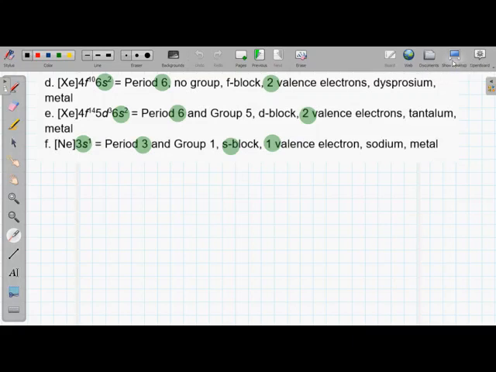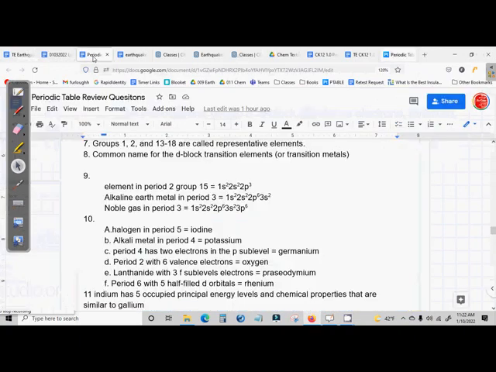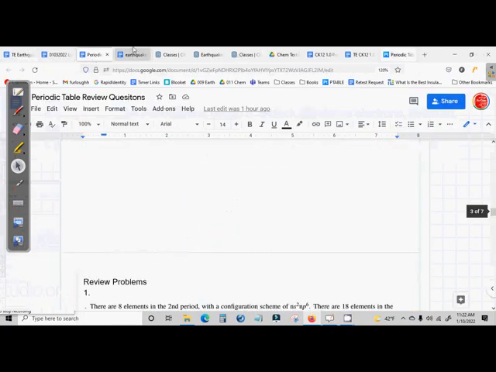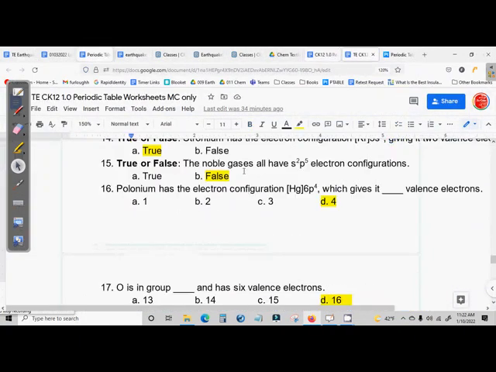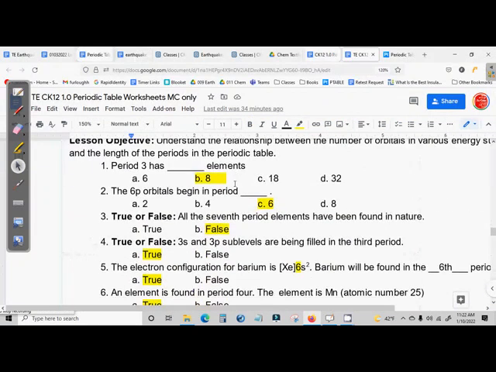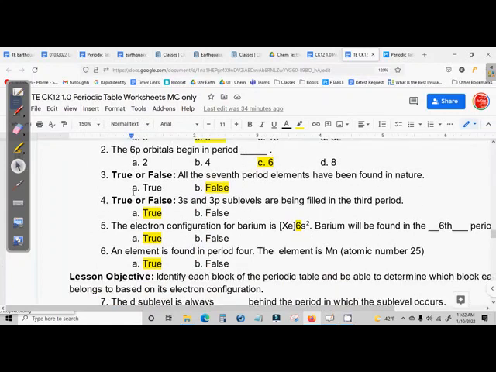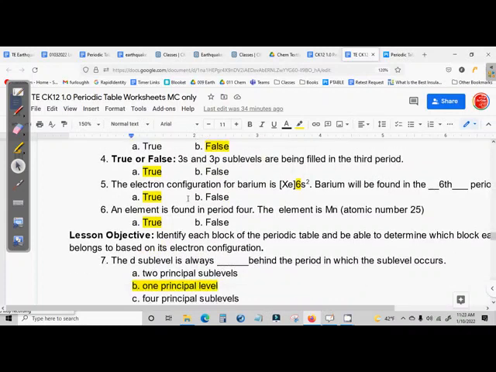Now, let's take a quick look at the graded classwork you did. That's not it. There we go. All right. So period 3 has 8 elements. The 6p orbitals begin in period 6. That's why it says 6p. Number 3 is false. Number 4, 3s and 3p sublevels are being filled in the 3rd period. True. The 3rd period of the periodic table only has s and p sublevels. Number 5 is true.